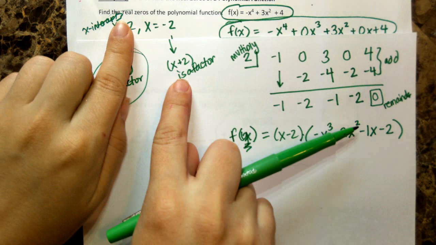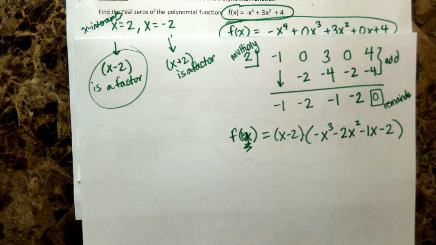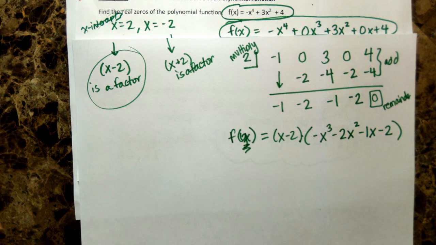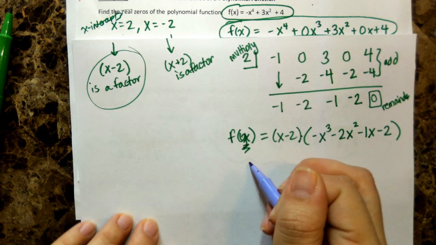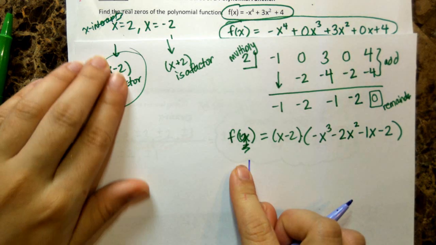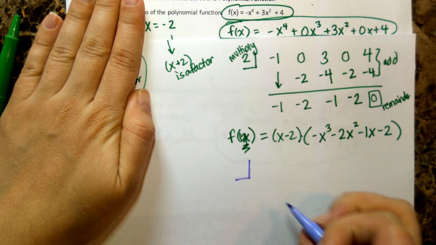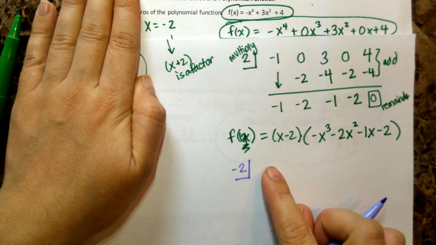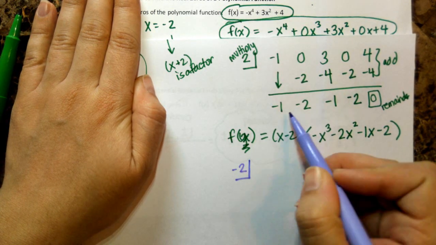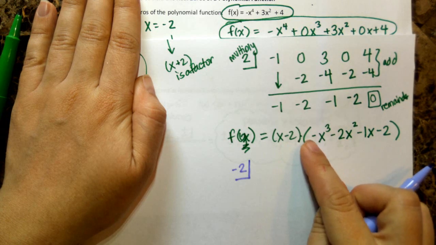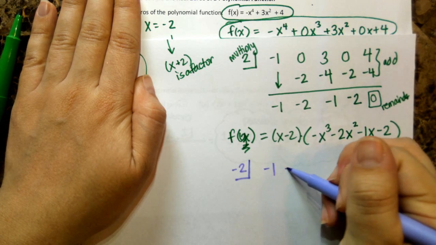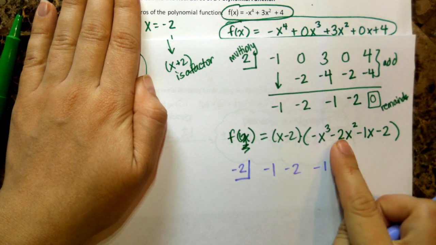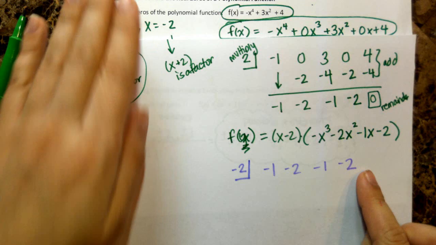Well, we have another x-intercept, which is negative 2, so we can divide again to kind of decrease this and kind of work with it easier. So I'm going to do synthetic division once again, except this time I'm going to take out the x-intercept negative 2. So that's the number that's going to go in the backwards box. And then I'm going to write down all of the coefficients of pretty much what I left off with, which would be negative 1, negative 2, negative 1, negative 2.